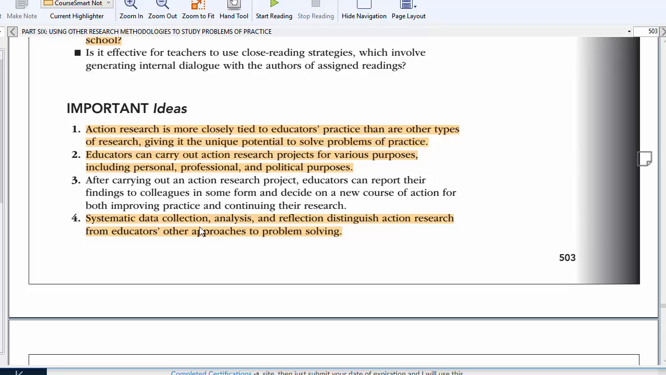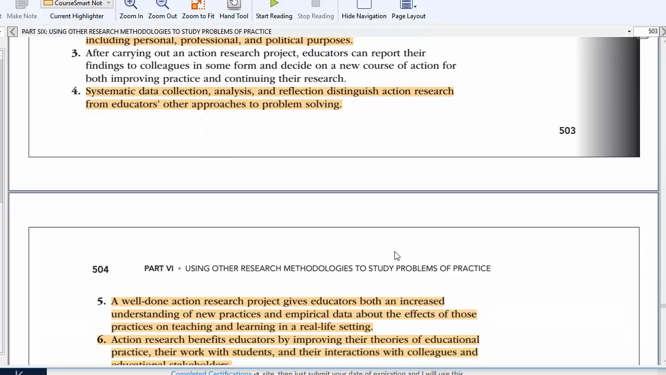Systematic data collection, analysis, and reflection distinguishes action research for educators from other approaches to problem solving. And that's true. I'm asking a quiz question about that, I believe, about how this differs from just going to a conference and getting an idea, and how we look at systematically collecting that data so that we have some real evidence that's not as open to bias or opinion to think about, yeah, I should do that project or not. So I think the systematic data conversation in this chapter, again, is really important.